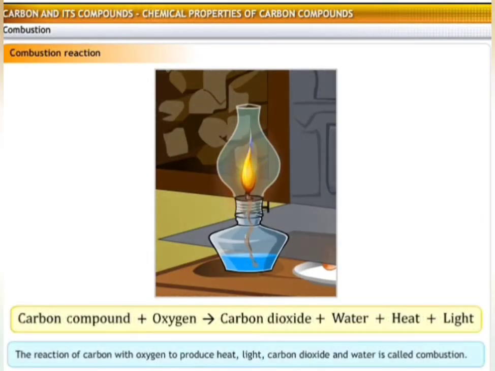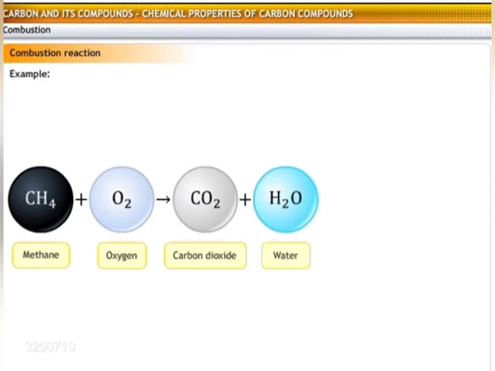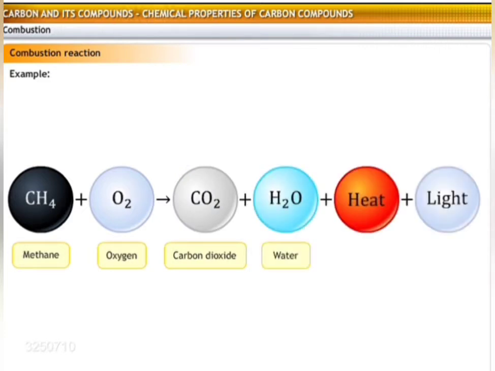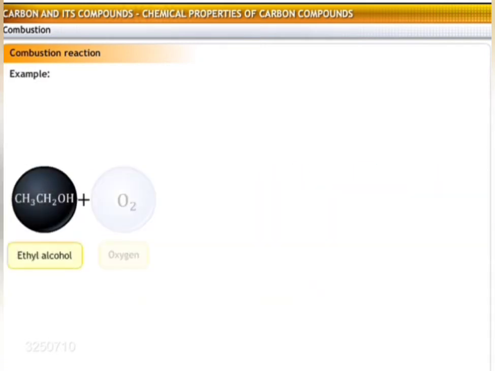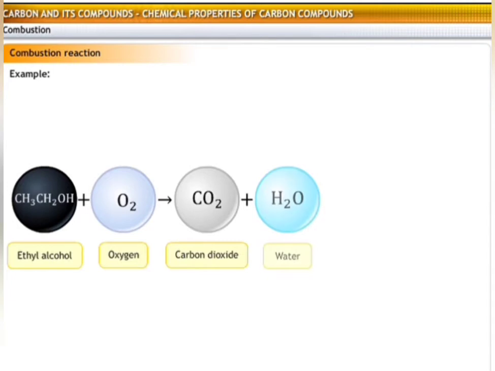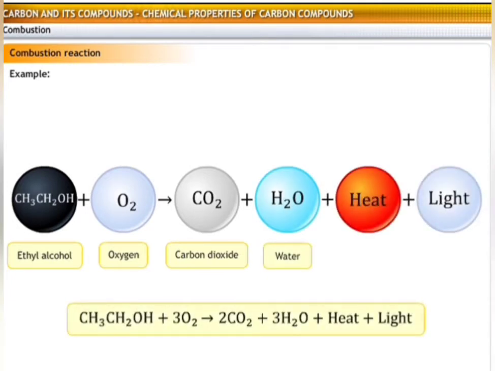All carbon compounds react with oxygen to produce heat and light, along with carbon dioxide and water. This reaction of carbon with oxygen is called combustion. For example, when methane burns in air, it gives carbon dioxide, water, heat, and light. Similarly, ethyl alcohol gives carbon dioxide, water, heat, and light when it undergoes combustion.